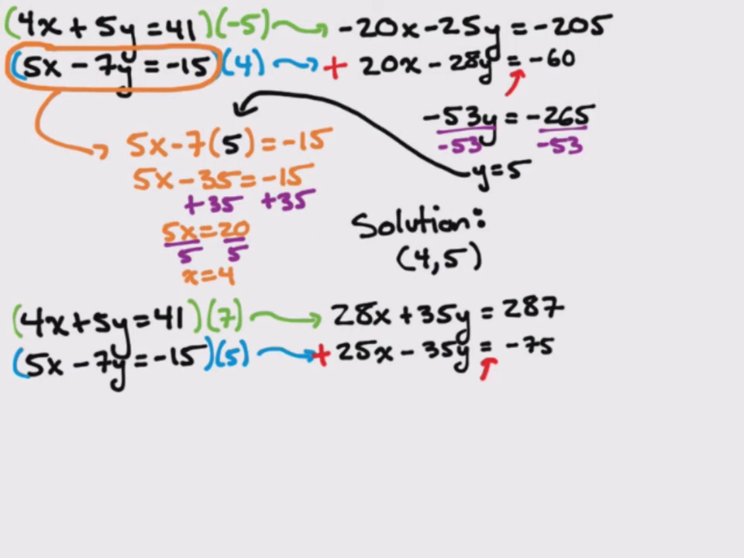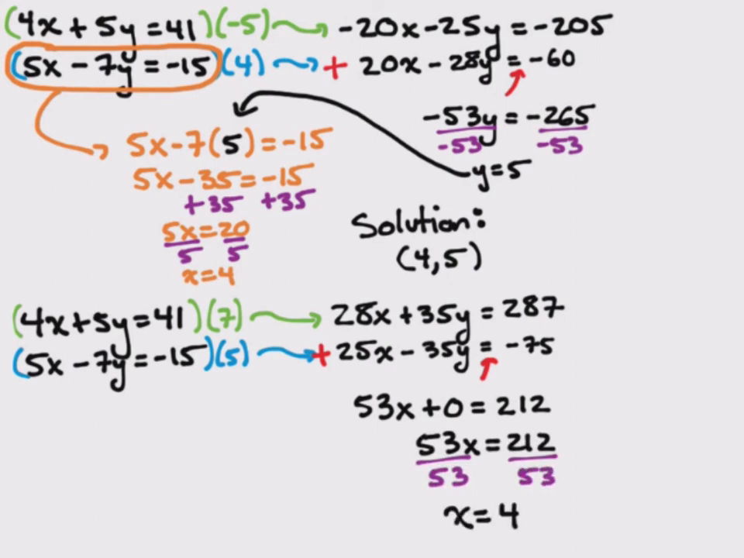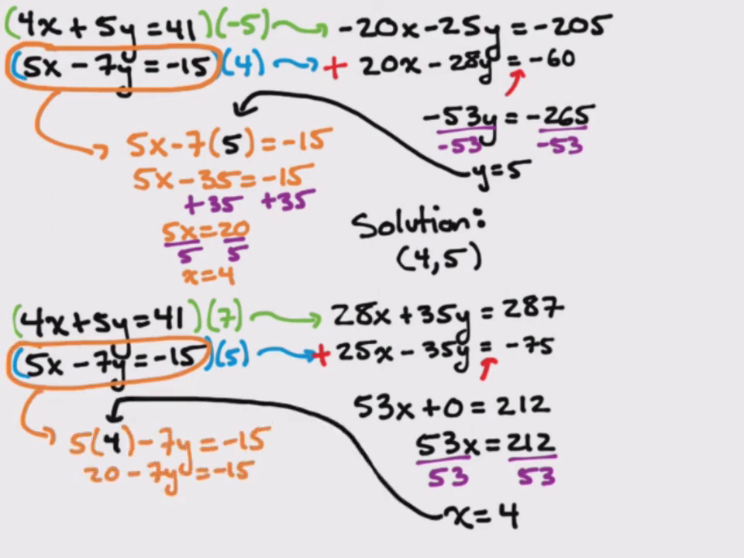And what we end up with is, we find our x value to be 4. And of course, if we were to substitute that 4 into any one of our other equations, we'd find the y value. And of course, we end up with the same y value, and therefore the same solution.